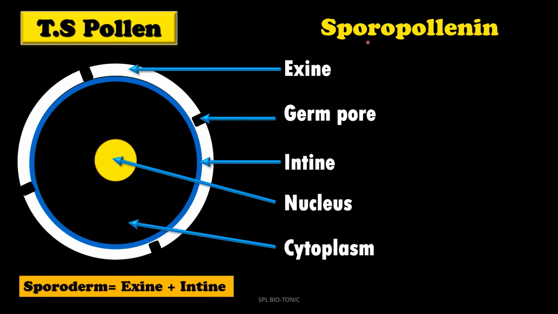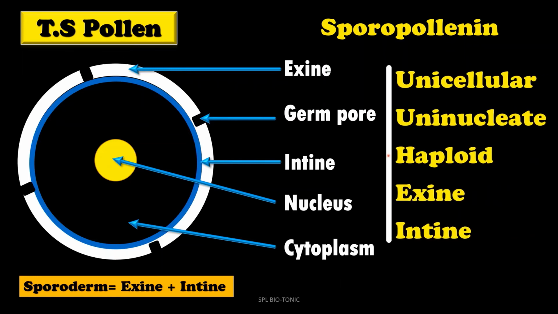Pollen shows some areas where exine is thin. These areas are called germ pores. The second cover is intine, which is made up of cellulose and pectin. So this pollen is broadly said to be unicellular, uninucleate, haploid, and covered by exine and intine. I normally call it Panchasutri, that is 5 points. The branch of biology which studies pollen is called palynology. Please make a note of this.